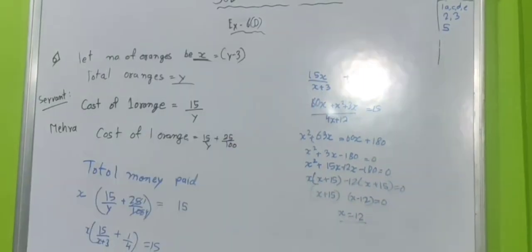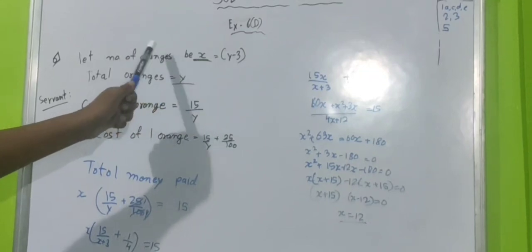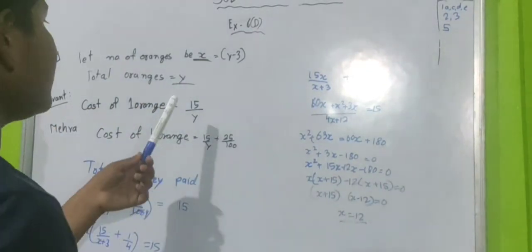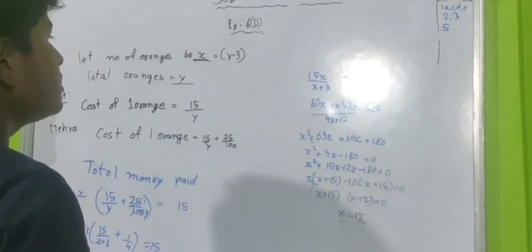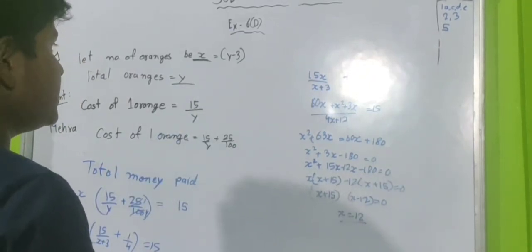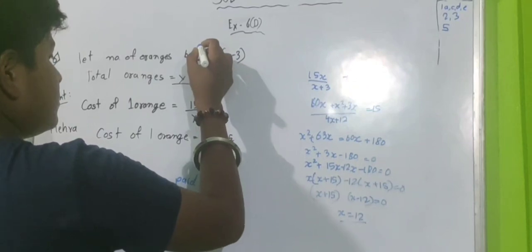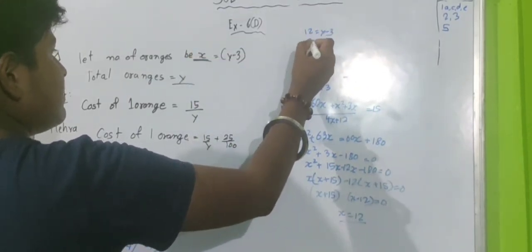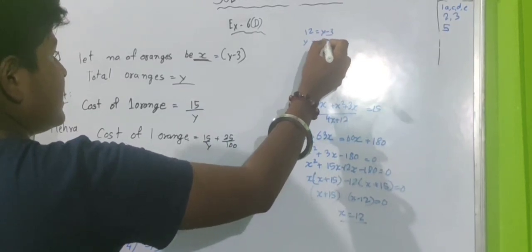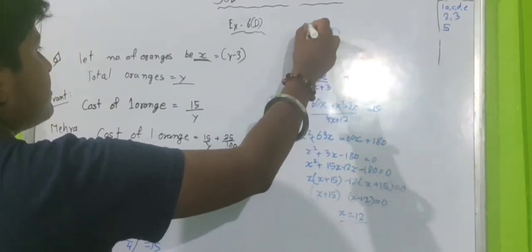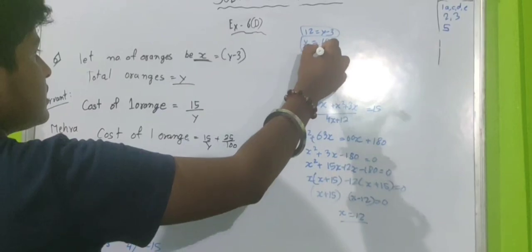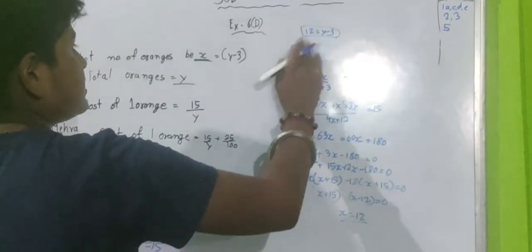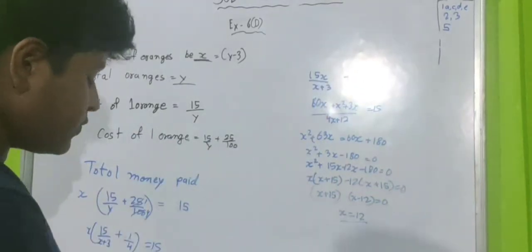This which is received by Mr. Mehra is 12, and the number of oranges bought is y. X is 12. 12 is equal to y minus 3. So y will be equal to 12 plus 3, that is 15. Means the servant buys 15 oranges, eats 3 and gives 12 to Mr. Mehra. So the ultimate answer is 12 oranges.